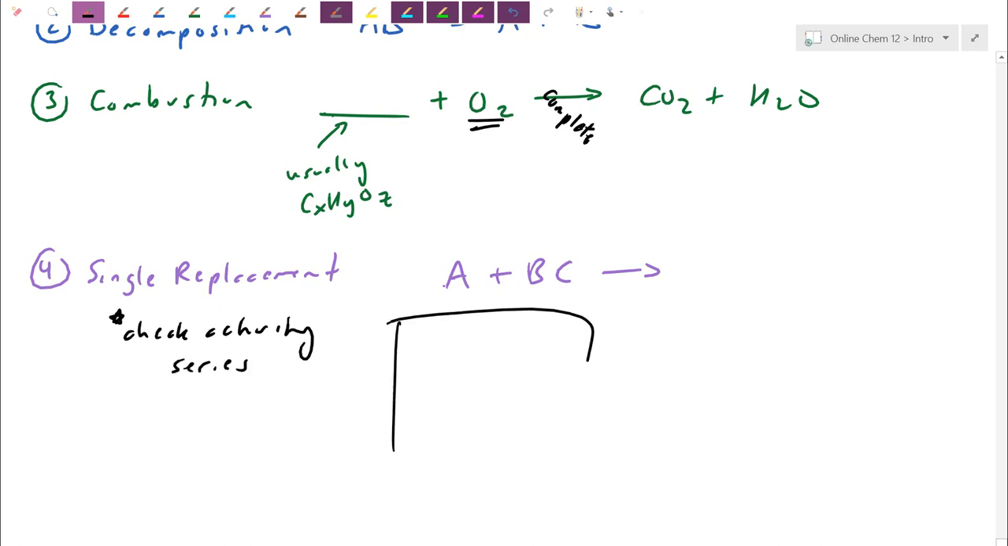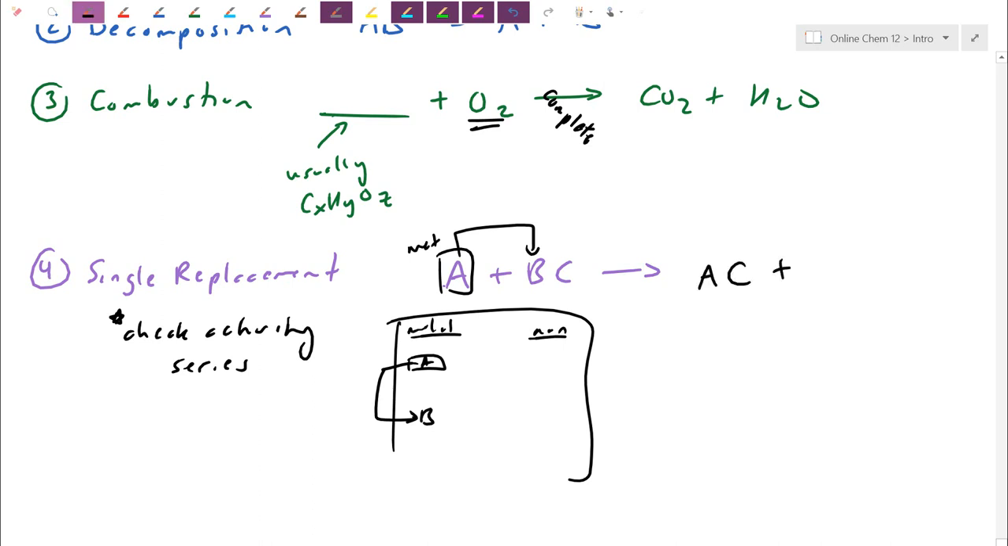What we found was we're going to fight metals against metals, non-metals against non-metals. If I'm higher up on the chart, I can kick off anyone lower than me. So if, for example, A is a metal, A is going to fight with B. If A is higher than B, A can kick off B, no problem. In the compound, we still have to have a metal and a non-metal, so it's going to be AC. Poor old B ended up getting kicked off.